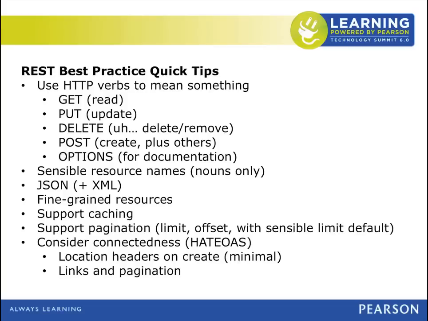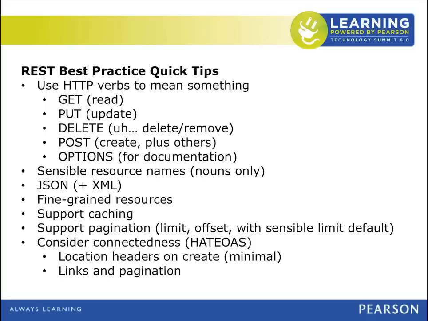So we're going to use the HTTP verbs to mean something. Get, put, delete, post. Get means read, put means update, delete means delete. Post means create. It's also the catch-all because of how post works in the HTTP spec. Options for documentation. You don't normally use head very often. Sensible resource names, like we said, in a hierarchy usually. Nouns only. Support JSON out of the box, if it's not too much trouble, doesn't cost too much. XML is nice too. Some people still depend on that.